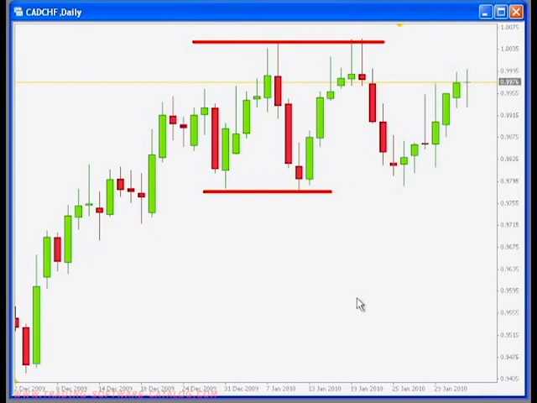Just keep on drawing as accurately as possible those levels of support and resistance, and keep monitoring price action around those levels. Trust me, once you get the hang of it, you will find trading opportunities more often than you would think.